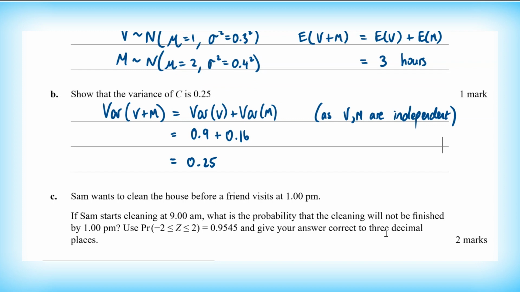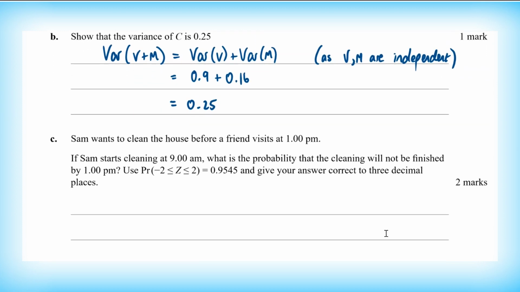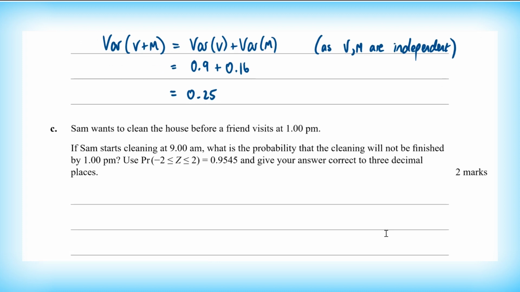Anyway, moving on. So he wants to clean the house before a friend visits at 1 p.m. If he starts cleaning at 9 a.m., what is the probability the cleaning will not be finished by 1 p.m.? Well, that means the cleaning would have to take more than 4 hours, or more than or equal, I guess.